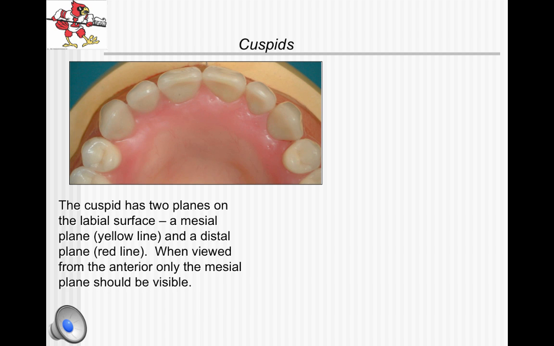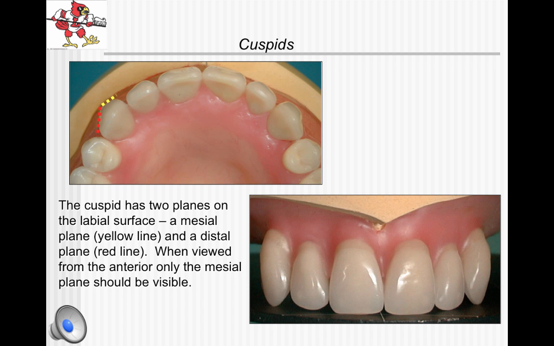The cuspid has two planes on the labial surface, a mesial plane indicated by the yellow line and a distal plane, the red line. When viewed from the anterior, only the mesial plane should be visible.